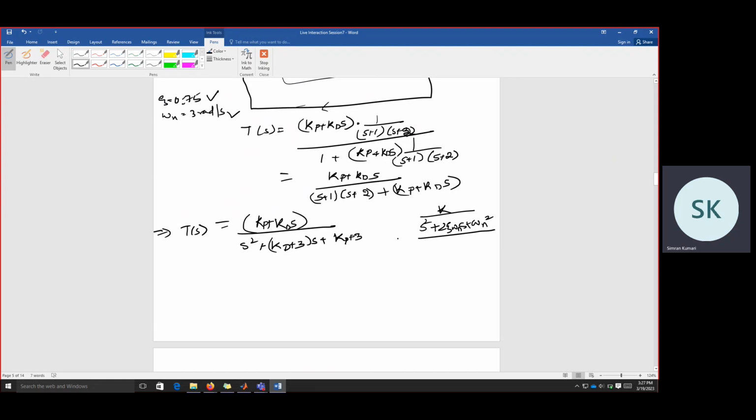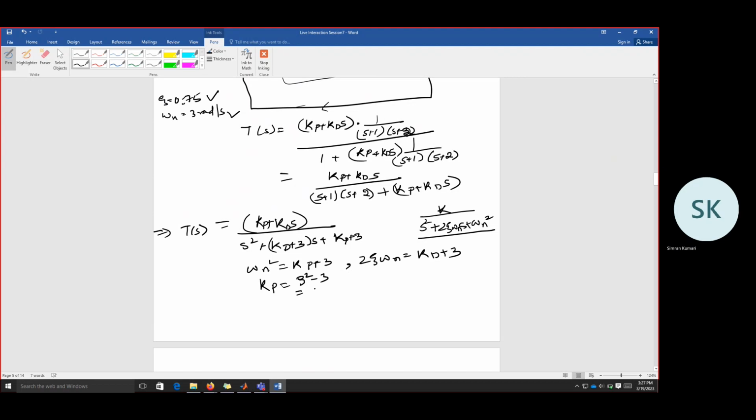Now from there, what can we say? That omega n square is equal to Kp plus 3, and 2 zeta omega n is equal to Kd plus 3. So Kp will be equal to 3 square minus 3, I'm writing Kp plus 3. This is 2 now. So this will be 7.